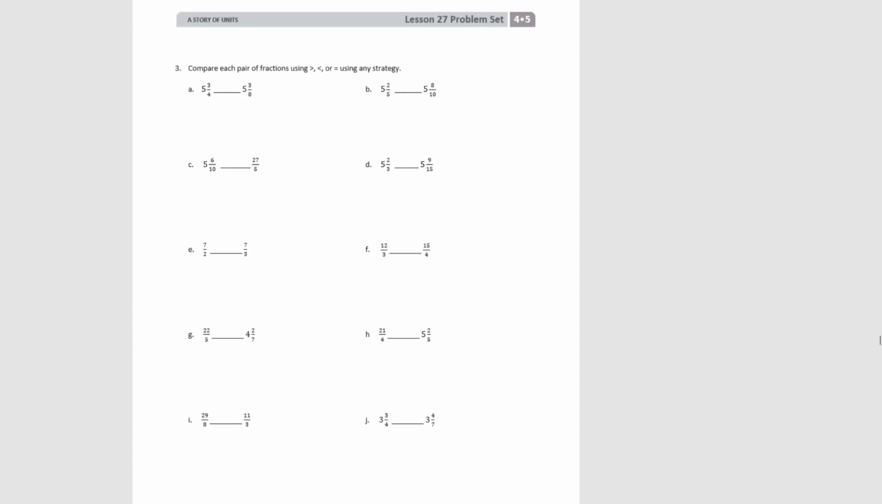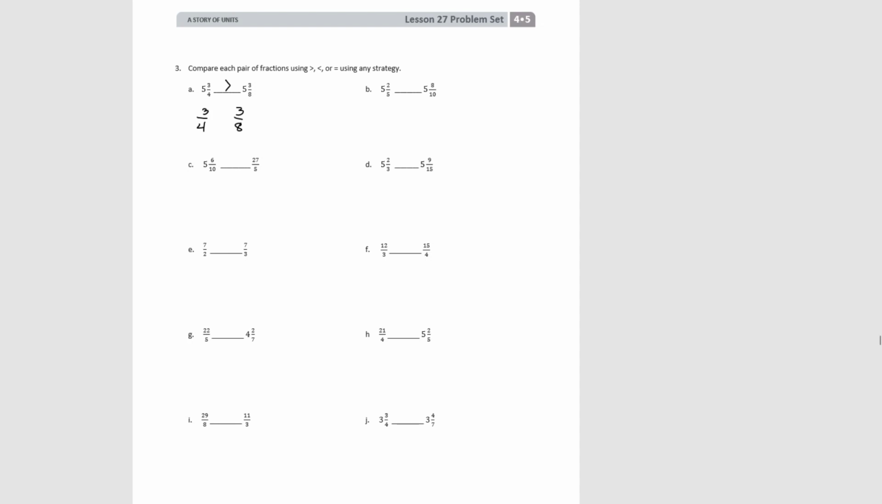Okay, for number 3, we're going to still use greater than, less than, or equal to, and we can use any strategy. So try 3A. In 3A, our whole numbers are the same, so we're comparing 3/4 and 3/8. Our numerators are the same. So if we have 3/4 versus 3/8, we know that 4ths are greater than 8ths. So 5 3/4 must be greater than 5 3/8. Try B.